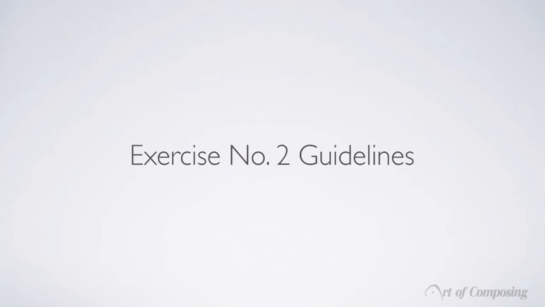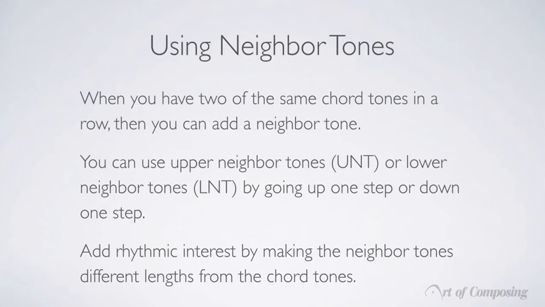The guidelines for using the neighbor tones: when you have two of the same chord tones in a row, then you can add a neighbor tone. You can use the upper neighbor tones or lower neighbor tones by going up one step or down one step. And you can add rhythmic interest by making the neighbor tones different lengths from the chord tones.